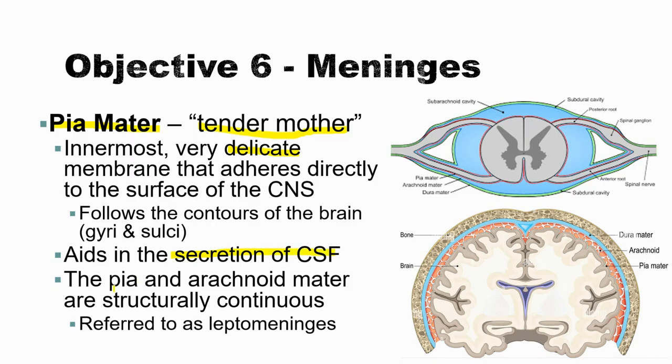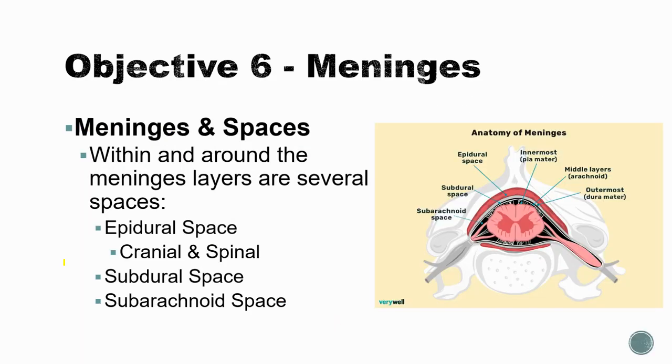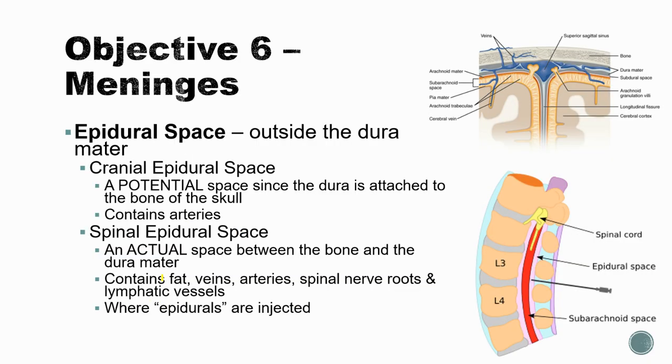Together, the pia and the arachnoid mater are continuous, like they're literally attached to one another, and so sometimes these are called the leptomeninges. Now, the meninges and spaces: between these layers there are some spaces or potential spaces that you can find. We're going to take a look at the epidural space, the subdural space, and the subarachnoid space, which have names that tell you where they are.